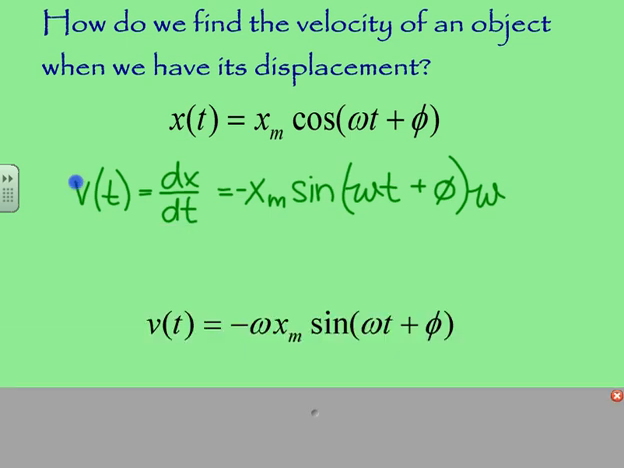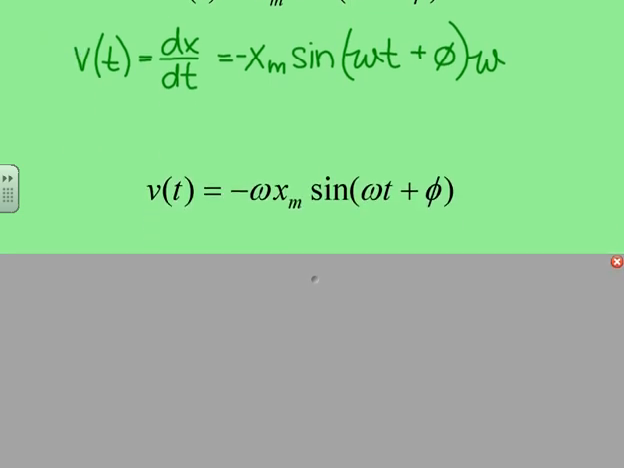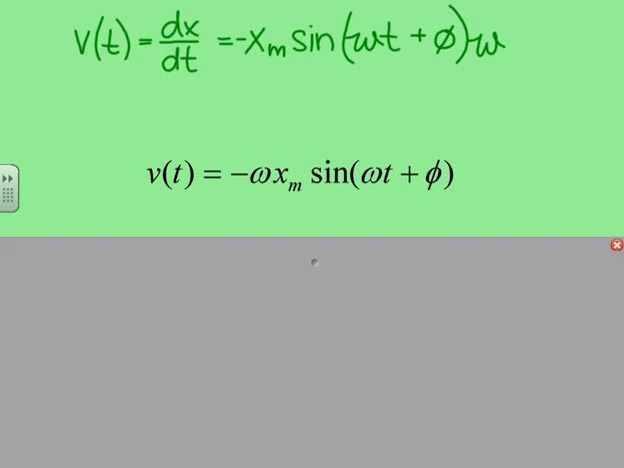Rewriting that gives us the function v of t equals negative omega times x sub m times the sine of omega t plus phi. So the velocity function normally looks like a negative sine function. So it starts all the way at the bottom valley.